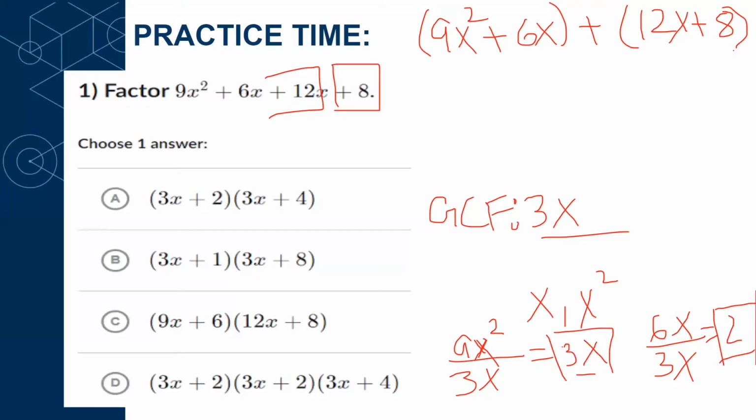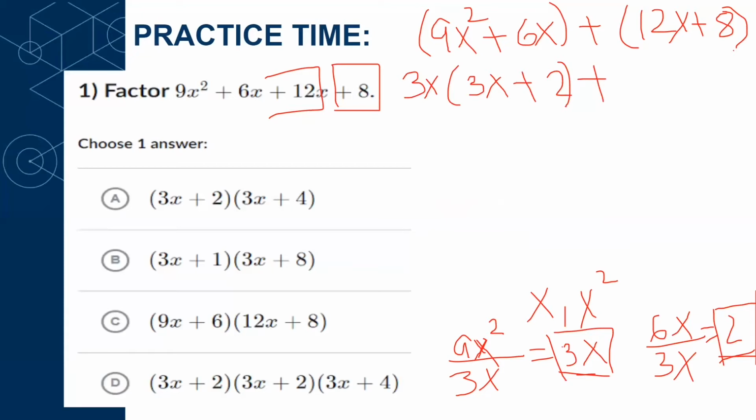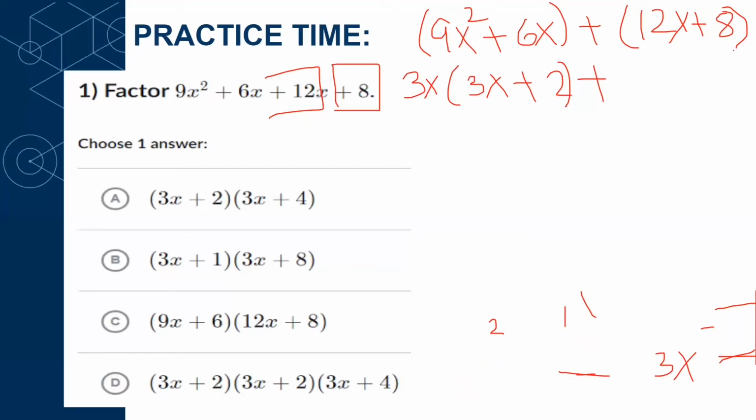The order in which we write it is that we write the GCF first outside the parentheses, and then we put the quotient of the first term as the first term, and then we put the second one as the second term in there, right? So once you do that, you are done with the first group. Now you are supposed to factor out the GCF for the second group.